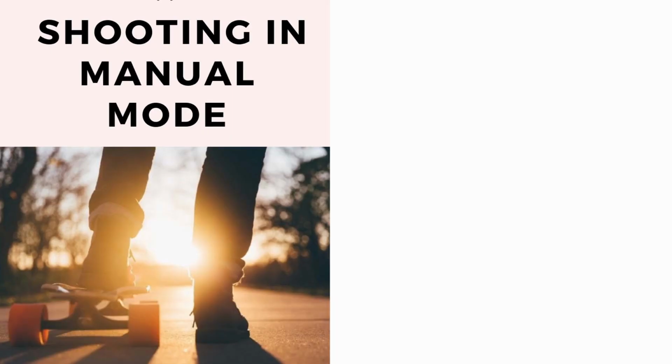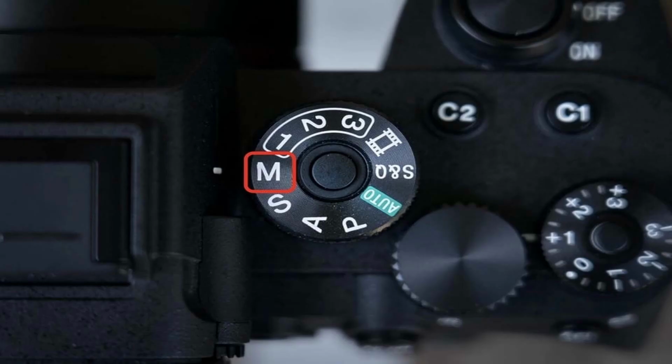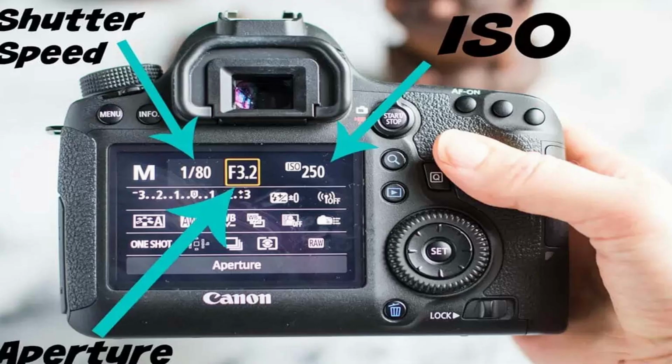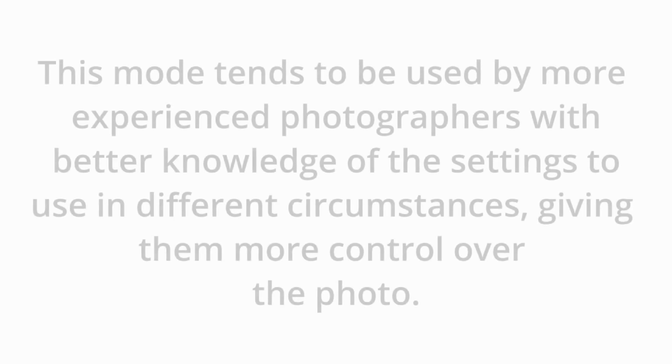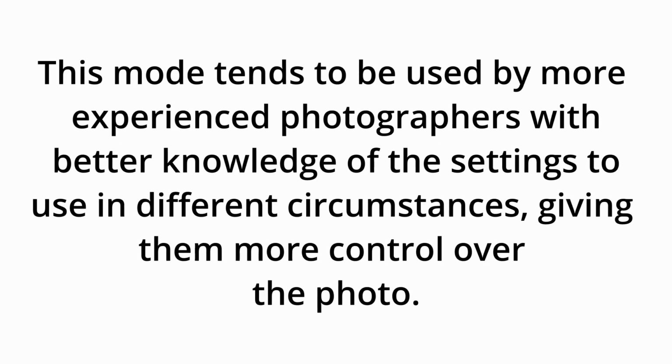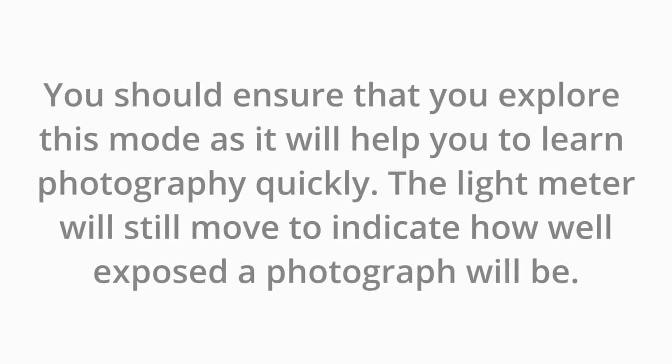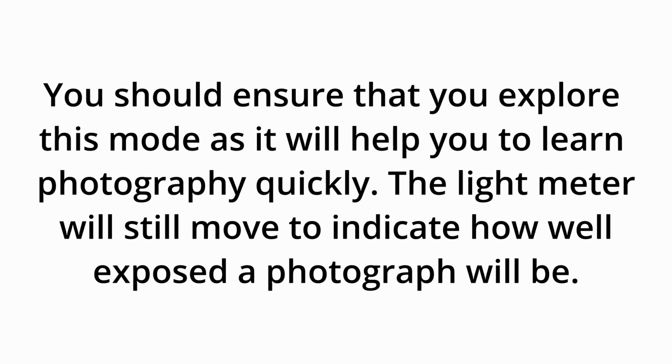Manual mode. Manual mode allows you to change both the aperture and the shutter speed at the same time without conforming to a certain point on the exposure meter. This mode tends to be used by a more experienced photographer with better knowledge of the settings to use in different circumstances, giving them more control over the photo. You should ensure that you explore this mode, as it will help you to learn photography quickly. The light meter will still move to indicate how well exposed a photograph will be.